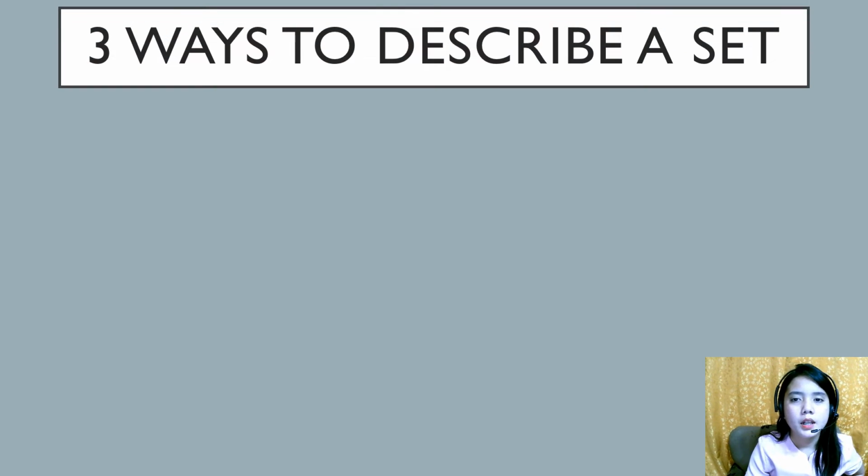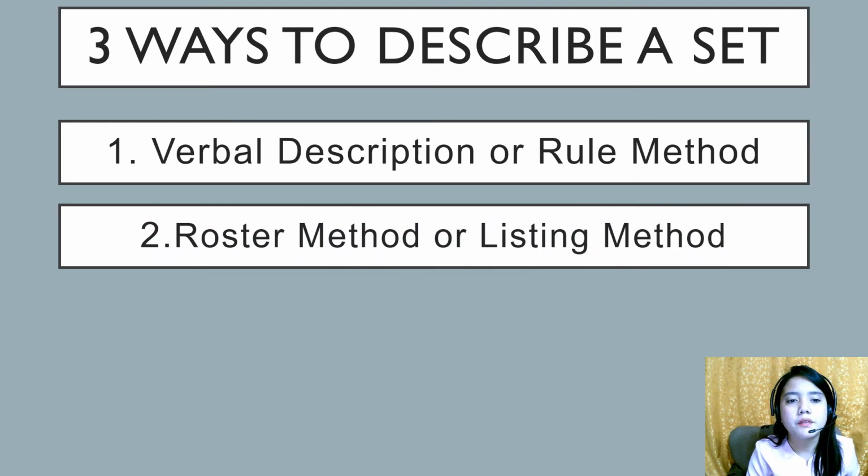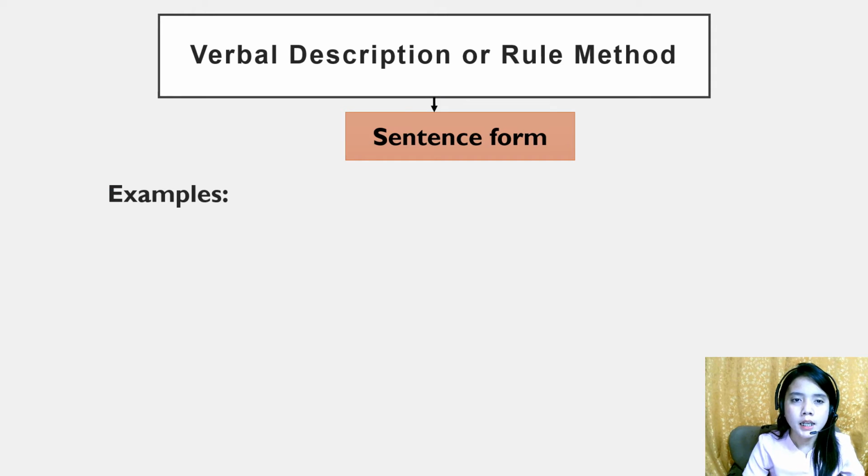Alright. Next. Let's have the 3 ways to describe a set. Unsaon man pag-describe ang set? We have 3 ways. Number 1 is the verbal description or the rule method. Number 2, we have the roster method or the listing method. And number 3, we have the set builder notation. Okay, so I'll explain to you the 3 ways to describe a set. Let's have the first one. Let's have the verbal description or the rule method.